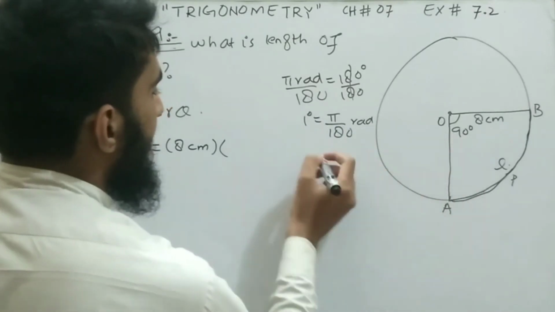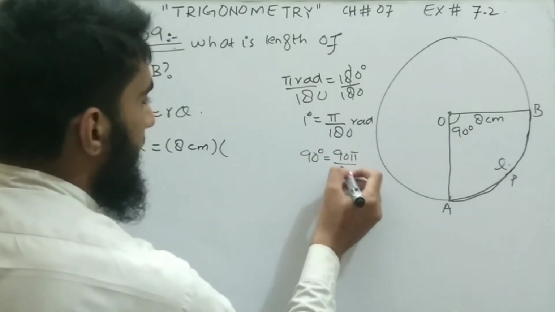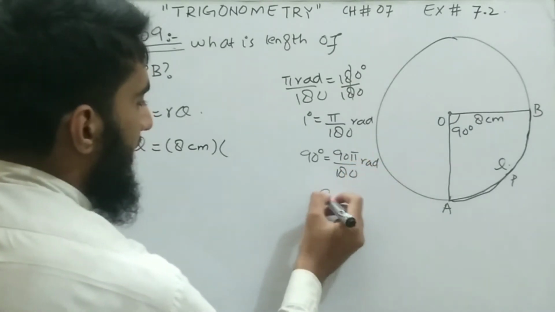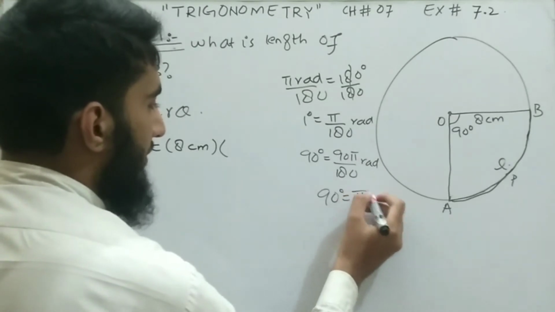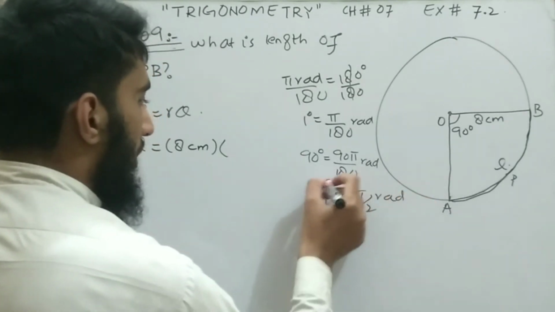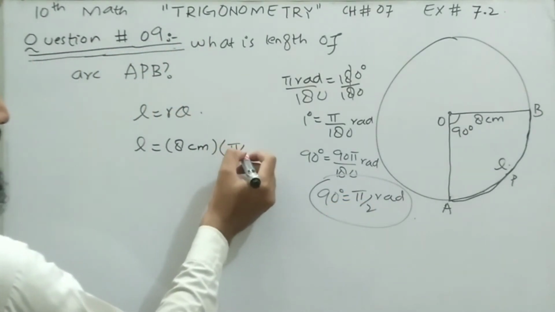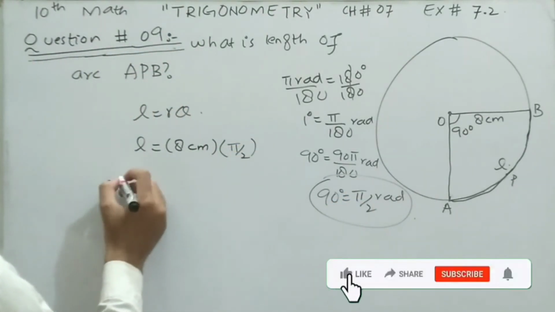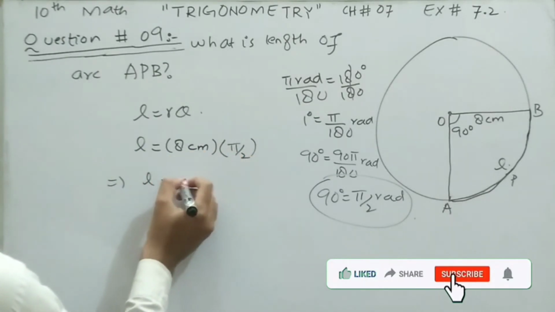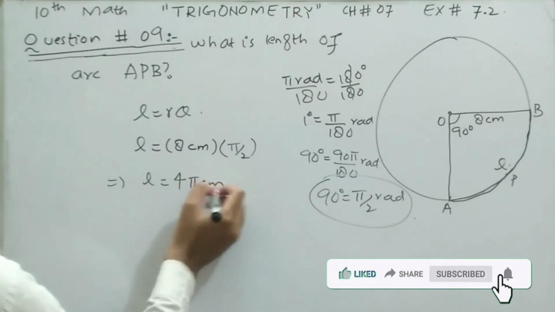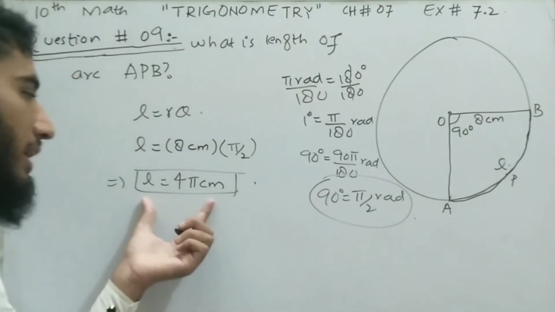Now we are given 90 degrees, so multiply both sides by 90. It becomes 90 pi divided by 180 radian. So the required 90 degrees will be 90 divided by 180, which gives us pi by 2. So pi by 2 radian. Our 90 degrees in radians is equal to pi by 2. So put pi by 2 over here. The required length will be 8 divided by 2 gives us 4, and 4 times pi gives us 4 pi. So 4 pi centimeter is the required length of the arc APB. So this is the required length.